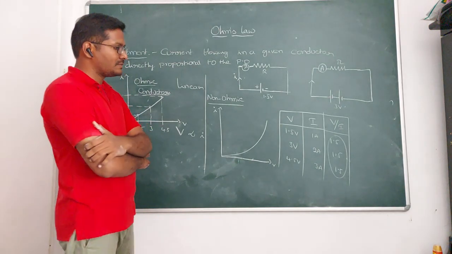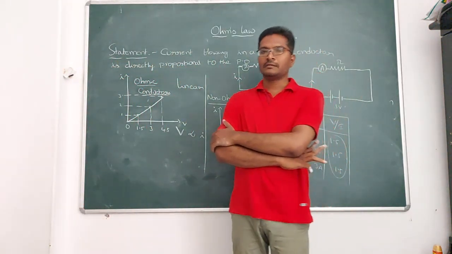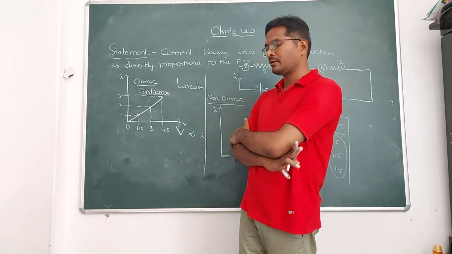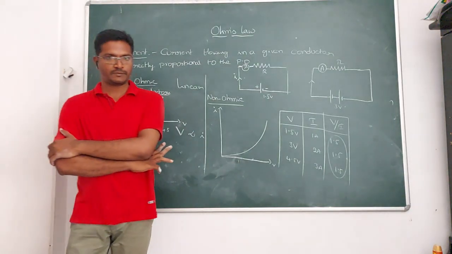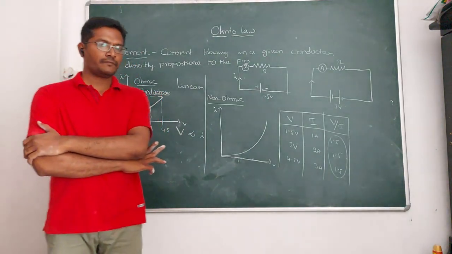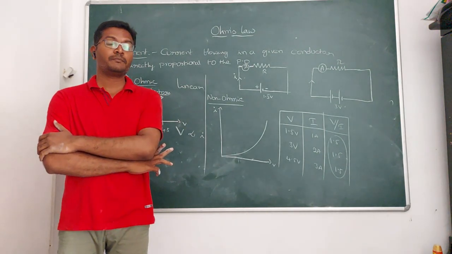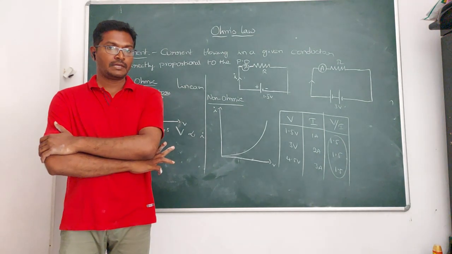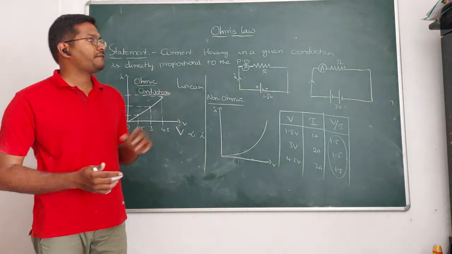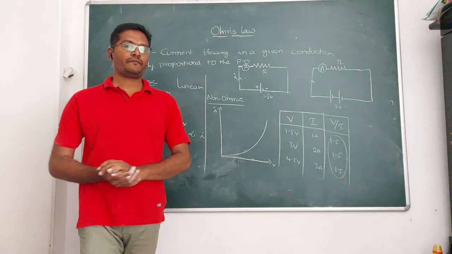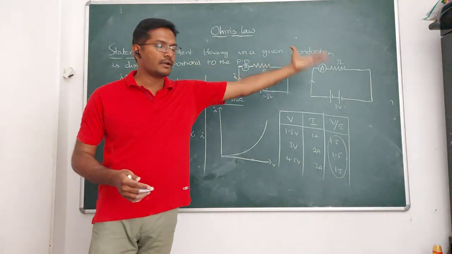This is about Ohm's law, which is very important in the public exams. For 4 marks, the question is how you need to write the Ohm's law experiment. While writing it, you must start with a statement, and the statement must be perfect. You need to write it with current: current flowing in a given conductor is directly proportional to the potential difference applied across it.